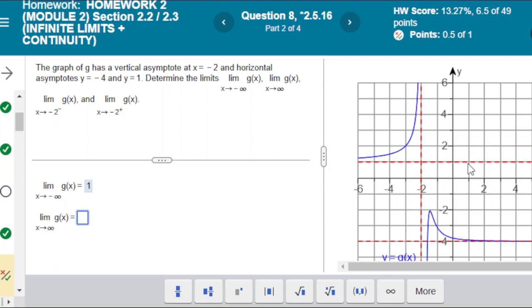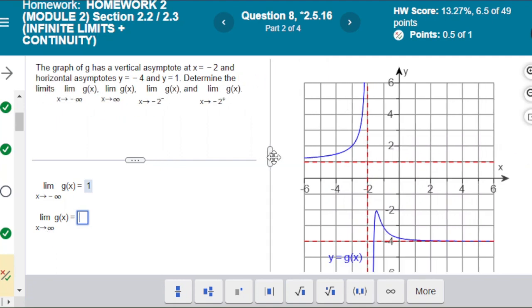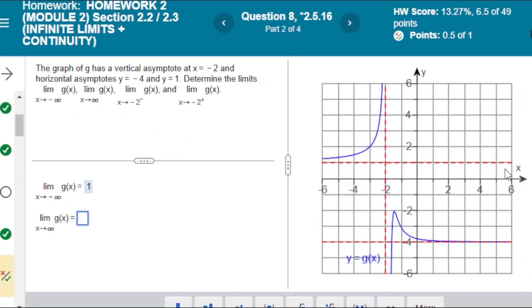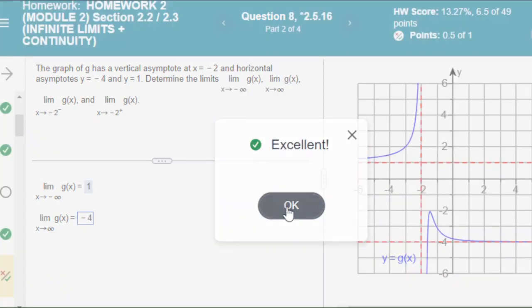Okay, now what's the limit as x approaches infinity? Well, notice as we go further and further to the right, what's happening to the function? It's getting closer and closer to -4. The outputs are.